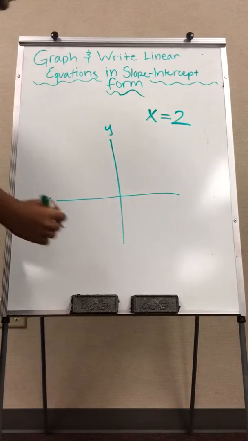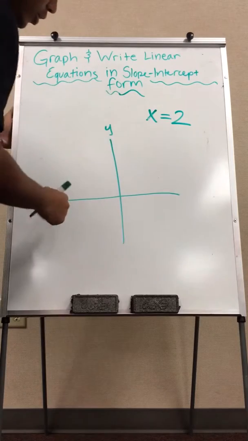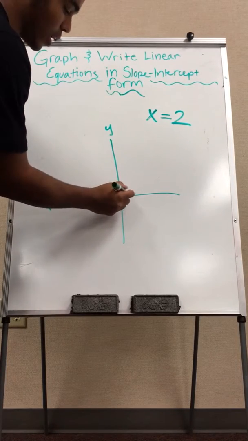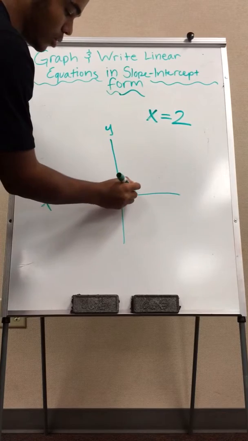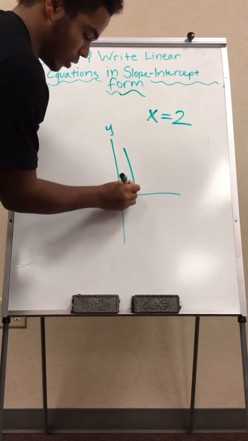Alright, so our equation here is x equals 2, which will give you a vertical line. So you're going to go on the x-axis, you're going to go positive 2 to the right, 1, 2. You're going to draw a point, and you're going to put your vertical line through that point.